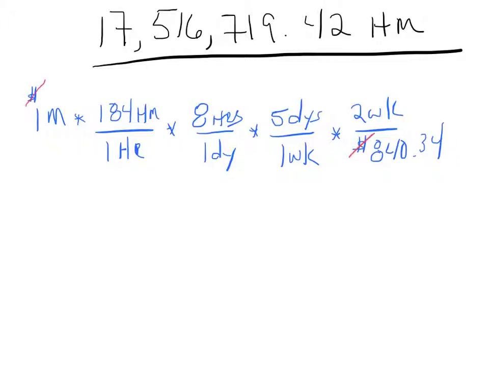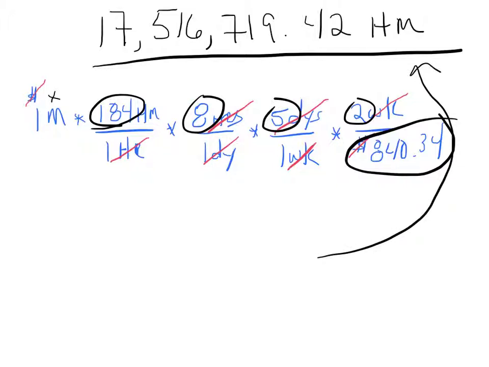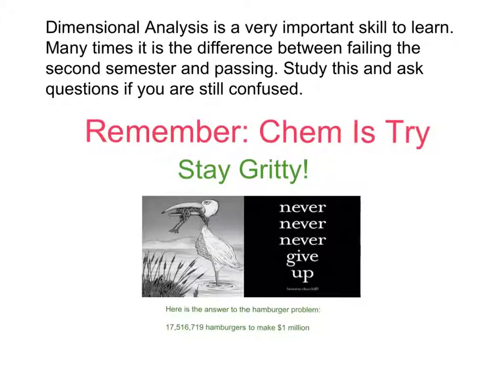Then if I go through and cross cancel, okay, I got my $ sign, $ sign. Everything that's above and below the number line that you learned in mathematics can be canceled out. Then I go through and do my math, multiply all of these that are up here along the top. 1 times 184 times 8 times 5 times 2. Take that number, because everything's divided by 1 here, and divide by this, and you should end up, as we said, with 17,516,719.42 hamburgers.